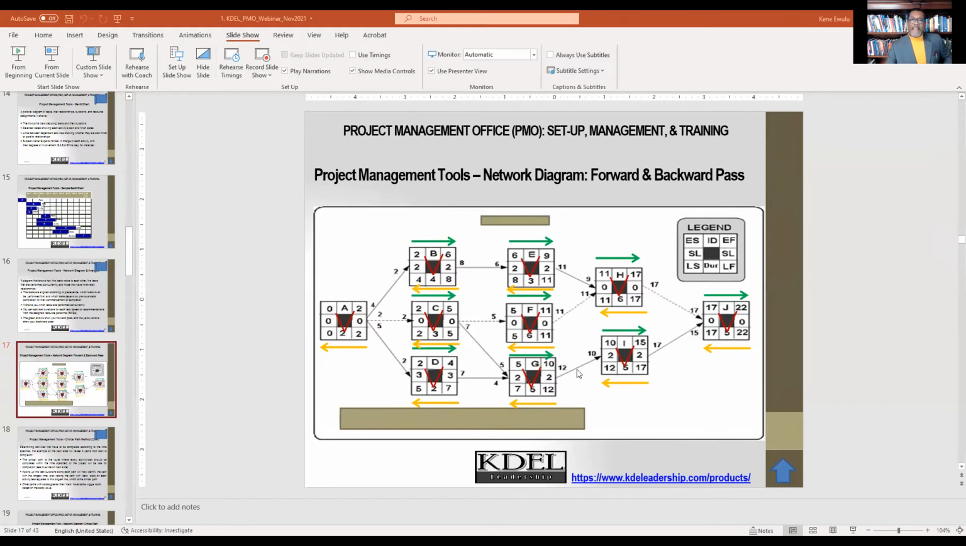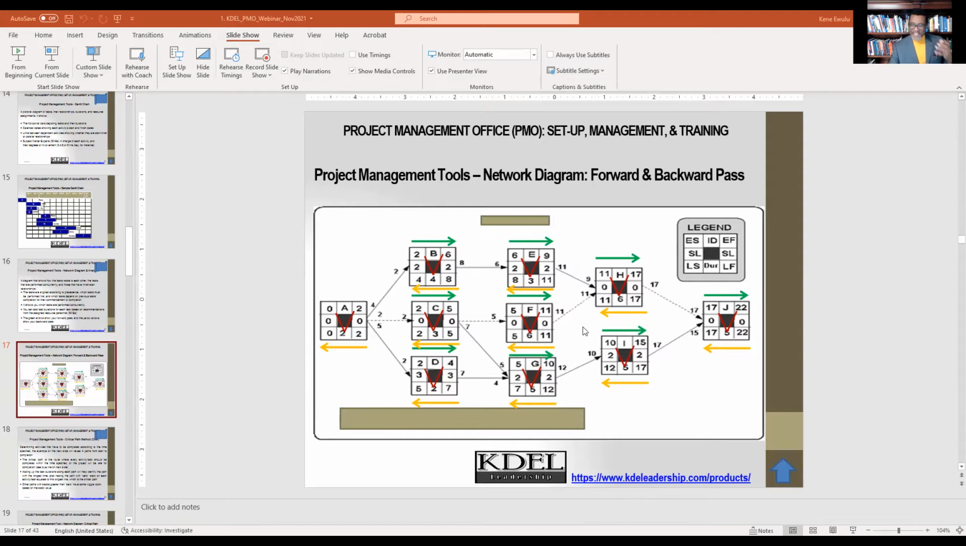What you see here right now, look at these tasks B, C, and D. They are running concurrently in parallel with each other, meaning they're being done at the same time. E, F, and G are being done at the same time. But B, E, and H, one must finish before the other one starts. This must finish before this starts. So you can see that the network diagram gives you an idea of the interrelationships between the different activities.